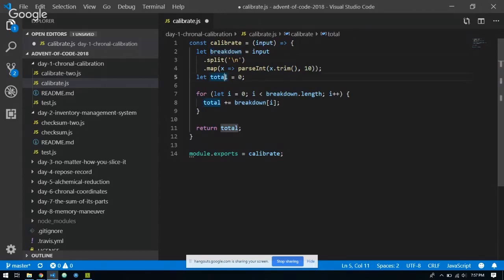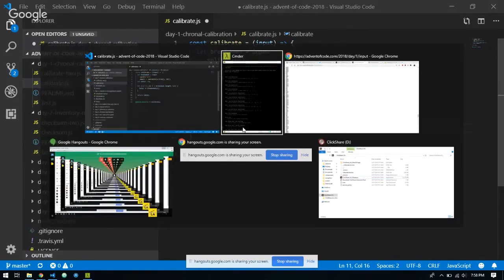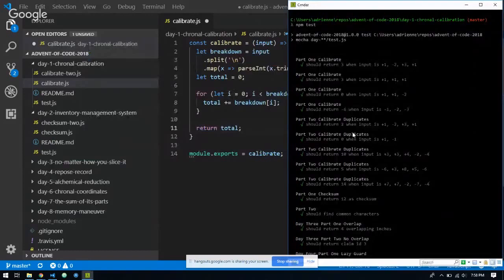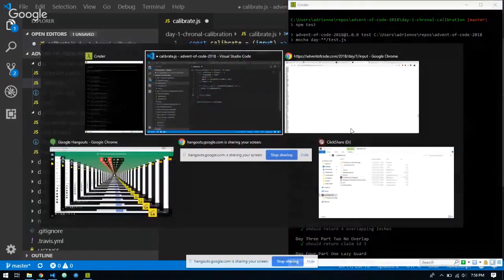And now I also have a total, which I'm using to keep track, because that's going to be the eventual output of my puzzle. And here, very rudimentary, I just use a for loop. So for every item in my breakdown, this sanitized, cleaned up data that I have, pretty much add it to the last item, and then return the total. And that's what I did. And that seems to work because my tests say so. So that's calibrate number one.